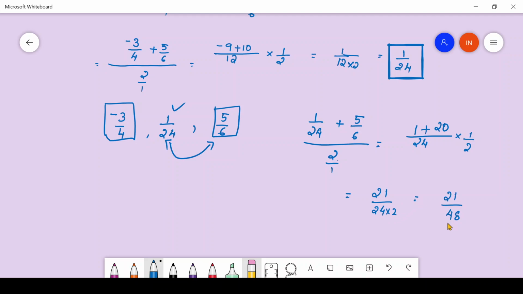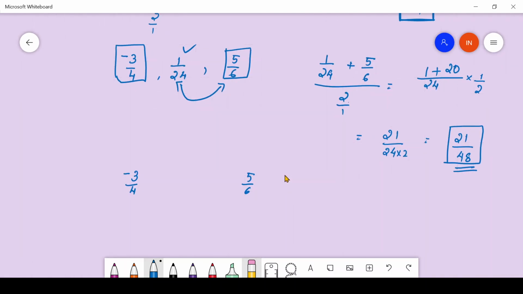21 by 48. So let us see how to write in order the rational numbers between negative 3 by 4 and 5 by 6. We got two rational numbers. Yes, those rational numbers are 1 by 24 and 21 by 48.